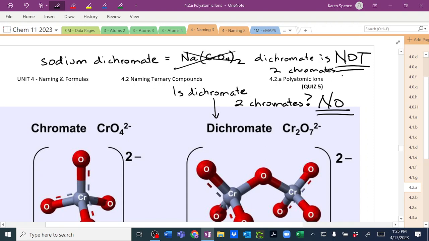So if we did need to write a formula for sodium dichromate, we would say we have Na, which has a charge of +1. We have dichromate, which is Cr2O7 2-. And how do we know that? Because we look it up on our pink sheet. And we say, I have 2- here. That means I need to have 2 pluses to balance that out, which means that now my formula would be Na2Cr2O7. Okay?